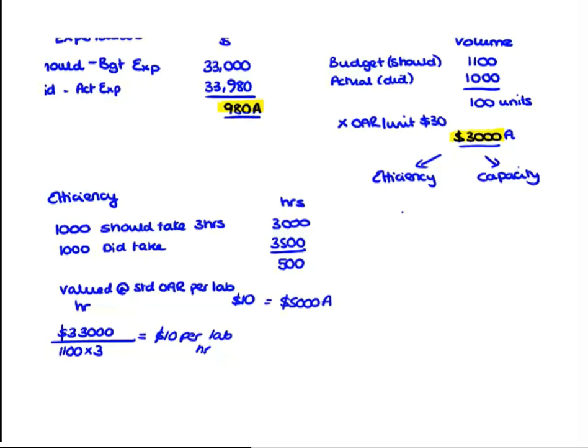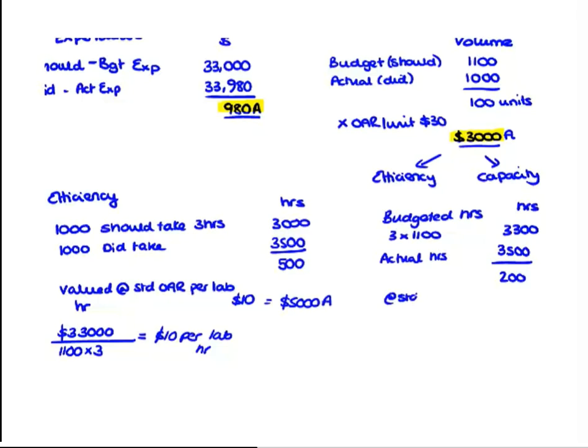With the capacity, our budgeted hours are 3 hours per unit times by 1,100. So we plan to have the factory operational for 3,300 hours. The actual number of hours was 3,500. So that's a difference of 200 hours, and we're going to value that at the standard OAR per labour hour. So again, $10. So that's a difference of 2,000. And that is favourable.